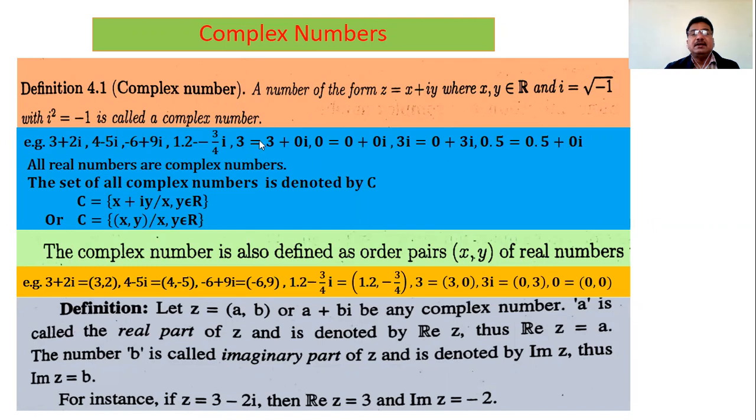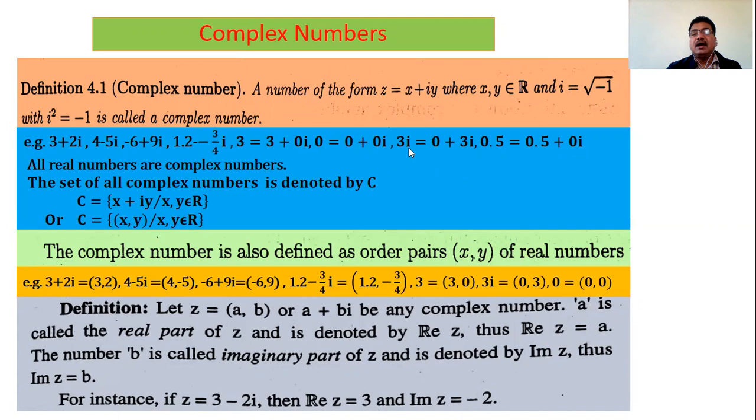Then 3 is actually a natural number or integer, but it is a real number. We can express 3 in the form 3 plus 0i, so it is a complex number. So all integers, all real numbers are complex numbers. 0.5 is a purely real number, but it is also a complex number. We can write 0.5 as 0.5 plus 0i. So all real numbers are complex numbers. Obviously, all natural numbers, all integers are complex numbers.